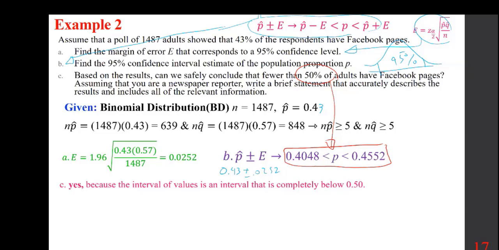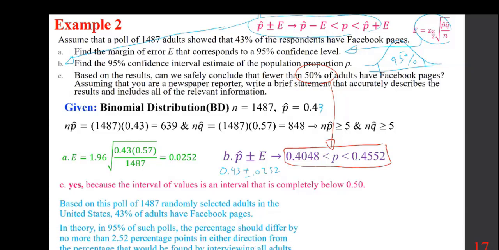Now, writing. So according to this case and our calculation and so forth, we can tell that in 95% of such polls, the percentage should differ by no more than 2.52 percentage points in either direction from the percentage that would be found by interviewing all adults. In other words, what we are saying is that we are 95% confident that the interval from 0.4048 to 0.4552 actually contains the true value of proportion P. That's the idea behind this concept. So that's how you do the interpretation.